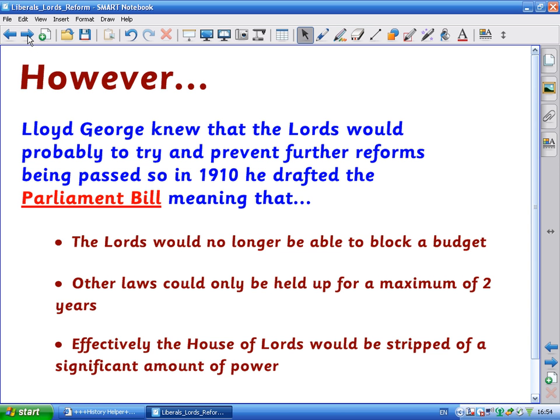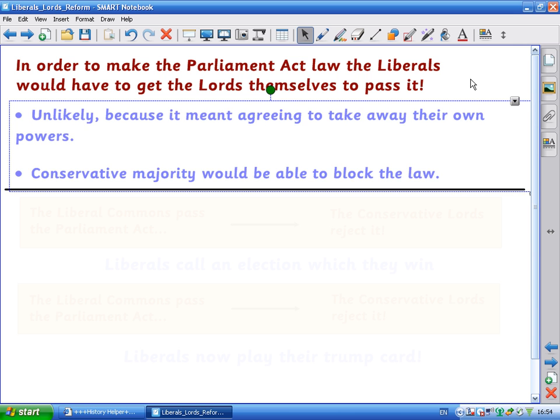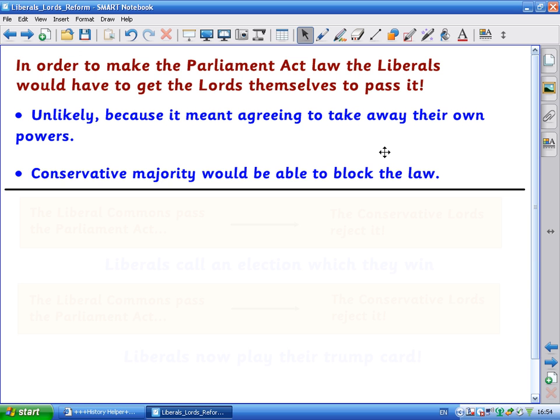But there's a problem, of course. Because in order to make the Parliament Act law, the Liberals would have to get the Lords themselves to actually pass it. So you're asking the very people who are about to give up their powers to vote to give up the powers. So it's unlikely. It meant agreeing to take away their own powers, and the Conservative majority would be able to block the law.